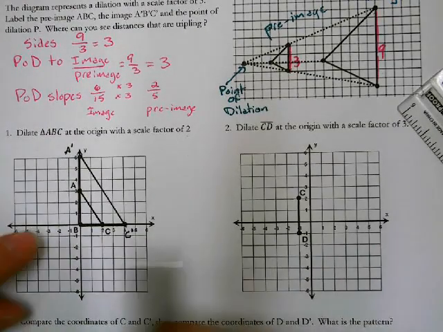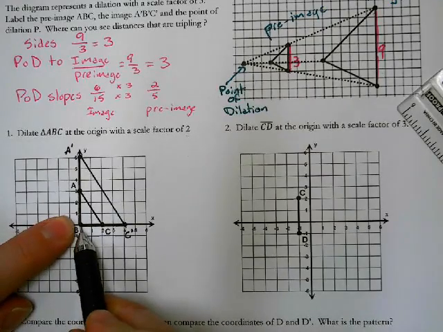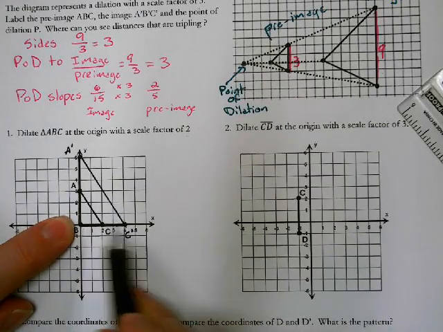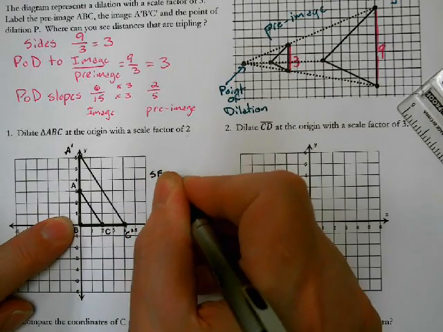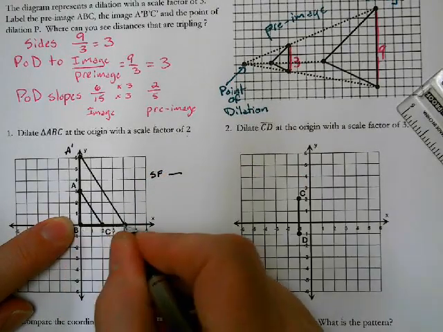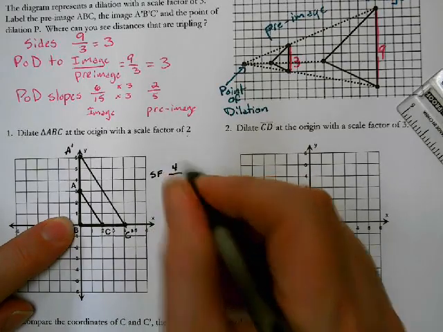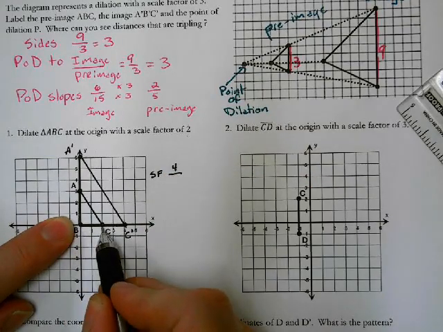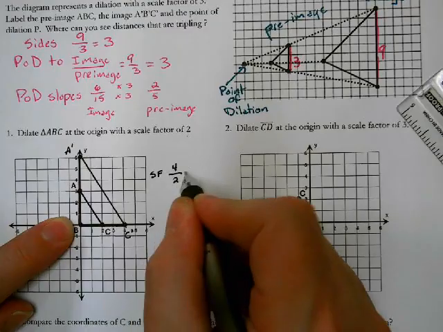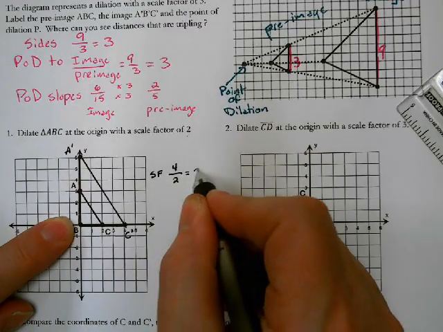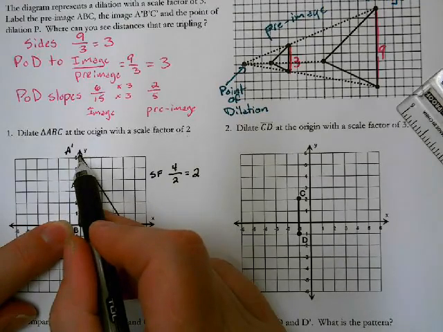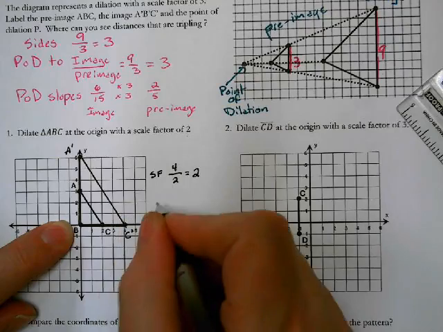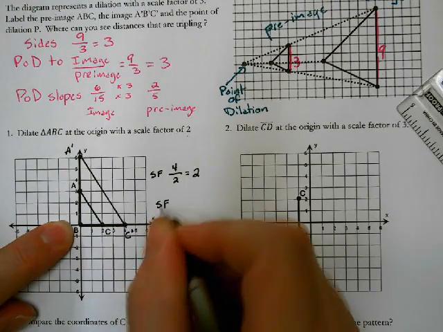Distance from here to C prime is a distance of 4. So for our scale factor, it's the distance to the image. So the distance to the image is 4. The distance to the pre-image, the original, was 2. So this is a scale factor of 2. We can see from the point of dilation here to the image of A prime right up here that that is a distance of 6.